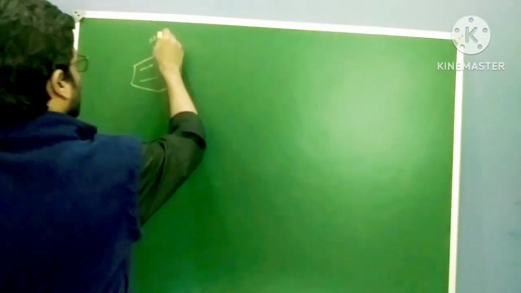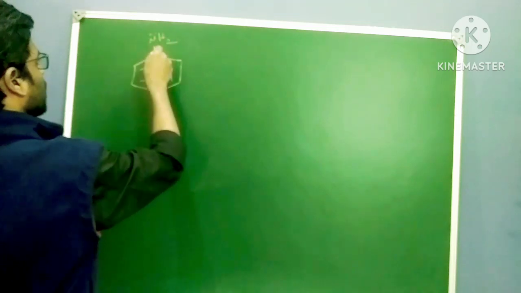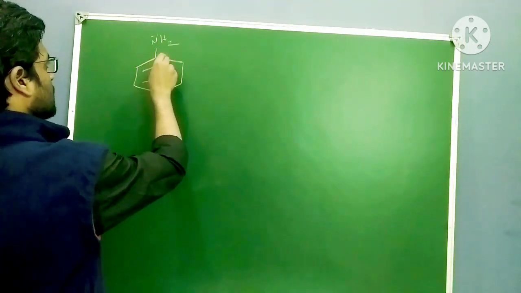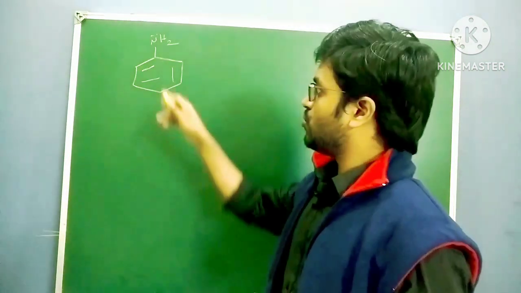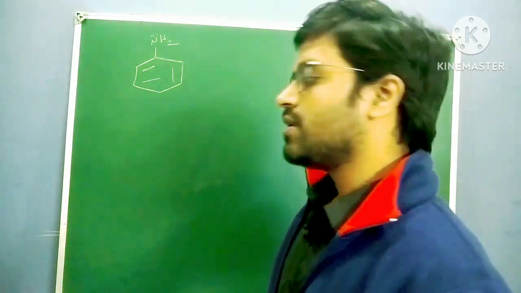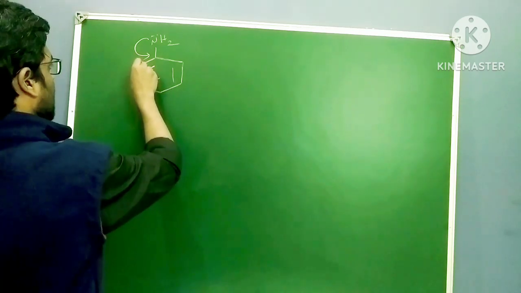See, here electron donating 1 2, here lone pair 3 4, this is an sp3 hybridized atom. Here 1 2 3, sp2 hybridized atom, right? So this is more electronegative, it will pull electrons towards itself. So what happens? Nitrogen lone pair, and I'm moving this.